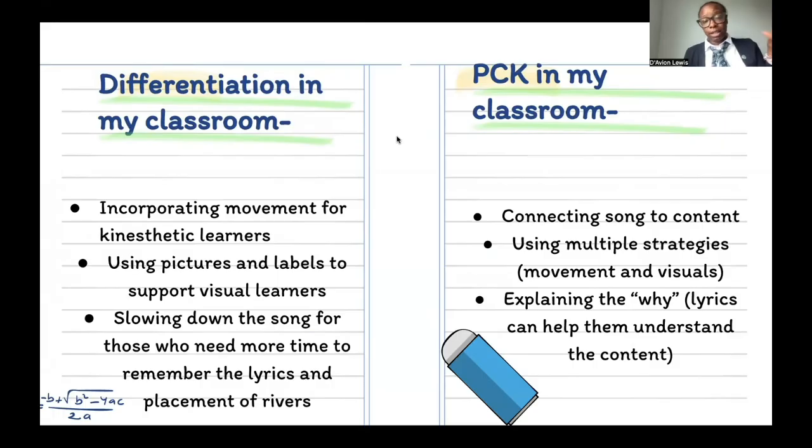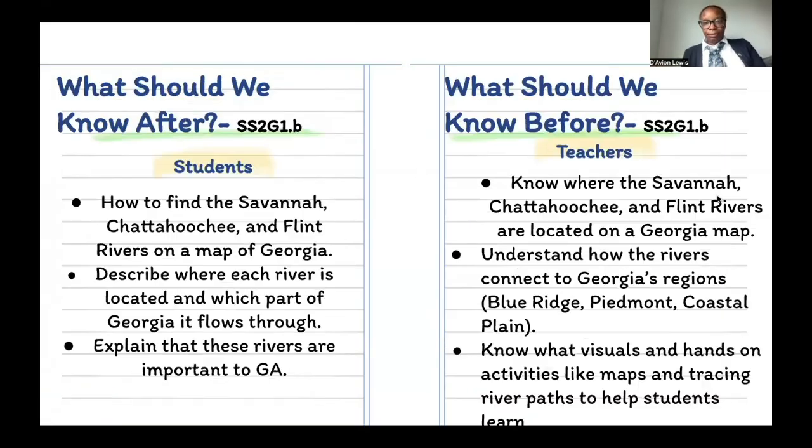Now we're going to my second standard, Piece of Care. In my classroom, I connected the song to the content. Again, I use multiple strategies, so movement and visuals, and then I also explain the why, which is how the lyrics can help them understand the content.